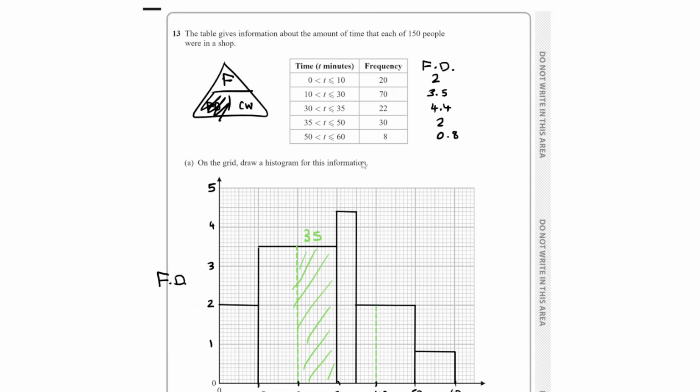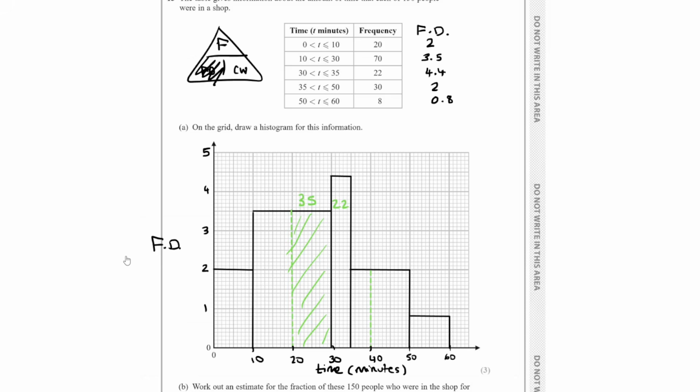This bar here is complete. We're including all of it, so that's 22 people. And then the 35 to 40 minutes bar, can you see how that's a third? We've got 5 minutes out of 15 minutes. So again, I'm going to assume it's just directly a third of whatever's between 35 and 50. So a third of 30 would be 10. So my assumption is that's 10. Obviously that's an estimate, isn't it? Because we don't actually know the spread of those people between 35 and 50, but we're just estimating.